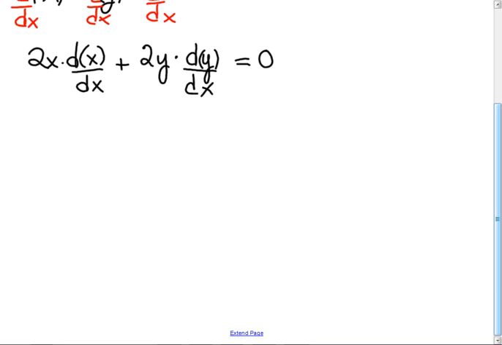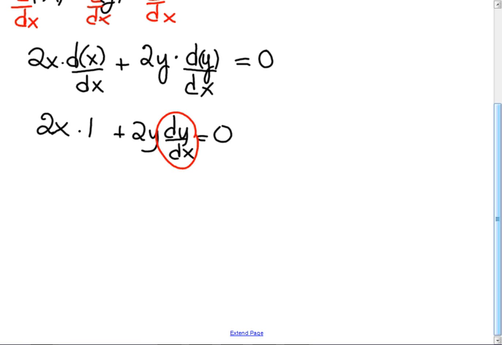And so this ends up being 2x. That's 1. I don't have to write the 1 either. Plus 2y, and then that's dy dx. We say dy dx. This is a short way of saying the derivative of y with respect to x. And we all do it. Otherwise, I would just not do it. And then you solve for dy dx. So what do you do to solve for dy dx?